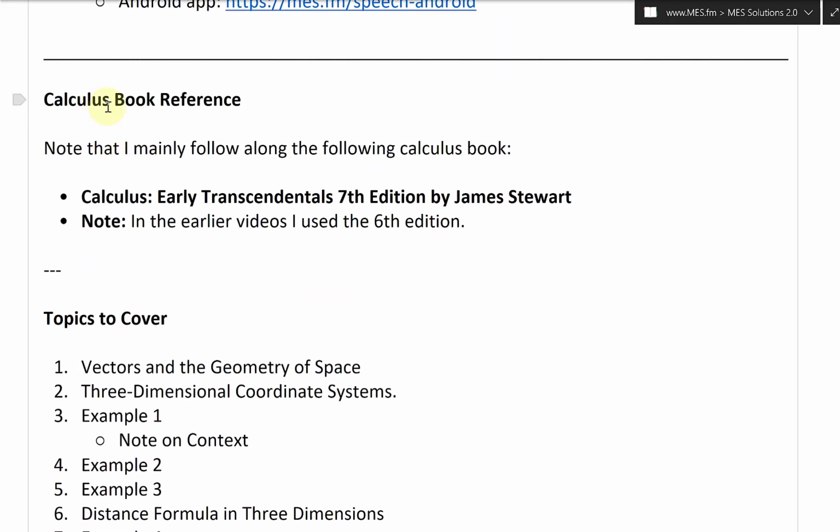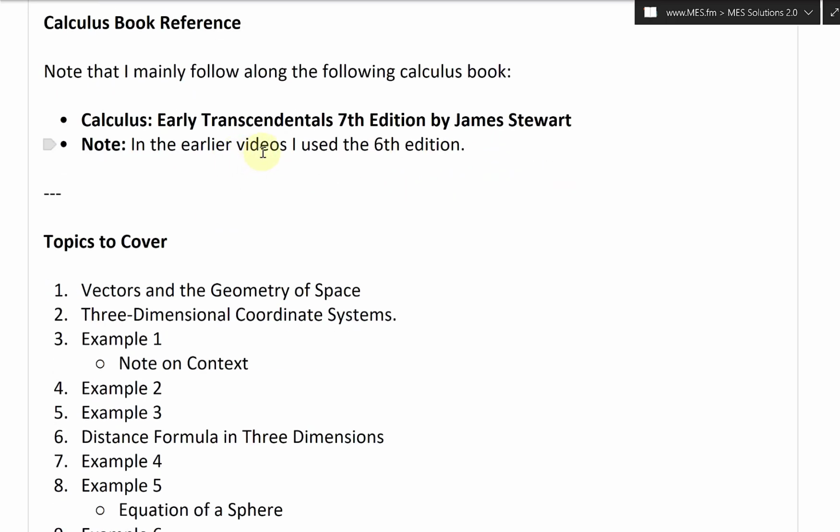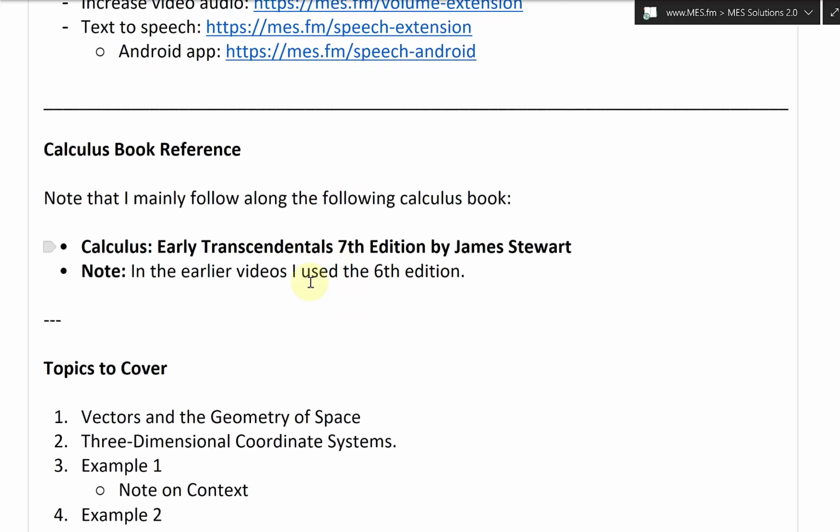So note the calculus book reference. I mainly follow along the following calculus book, and that's Calculus Early Transcendentals, 7th edition, by James Stewart. And note in the earlier videos I used the 6th edition. Yeah, so now I switched over to the 7th edition.